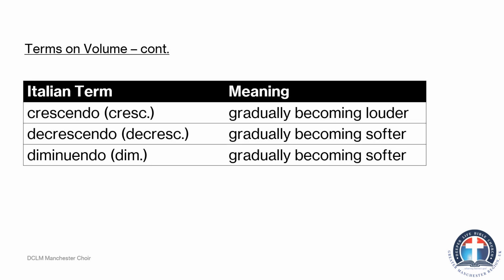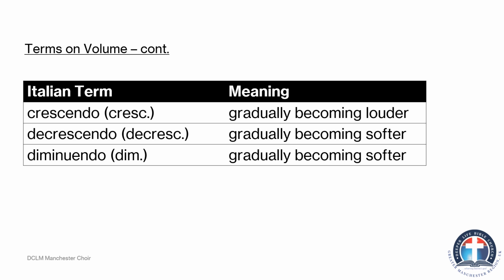So crescendo means gradually becoming louder. Crescendo, it's gradually becoming louder. It's swelling, the voices are swelling. Decrescendo means it's gradually becoming softer. So it's not just soft. You don't just slam a brake all of a sudden. No, you have to kind of diminish it.